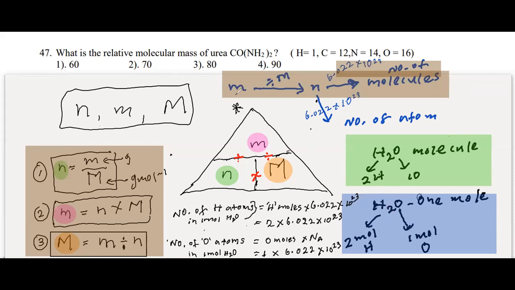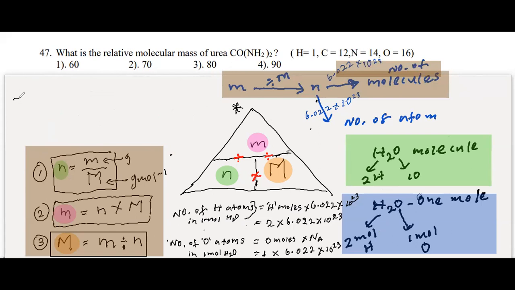I'll write somewhere else. No space here, so I'll write at the top. Now if I want to find the total atoms in 1 mole of water, I'll erase this. Total atoms in 1 mole of water. How to find the total number of atoms?